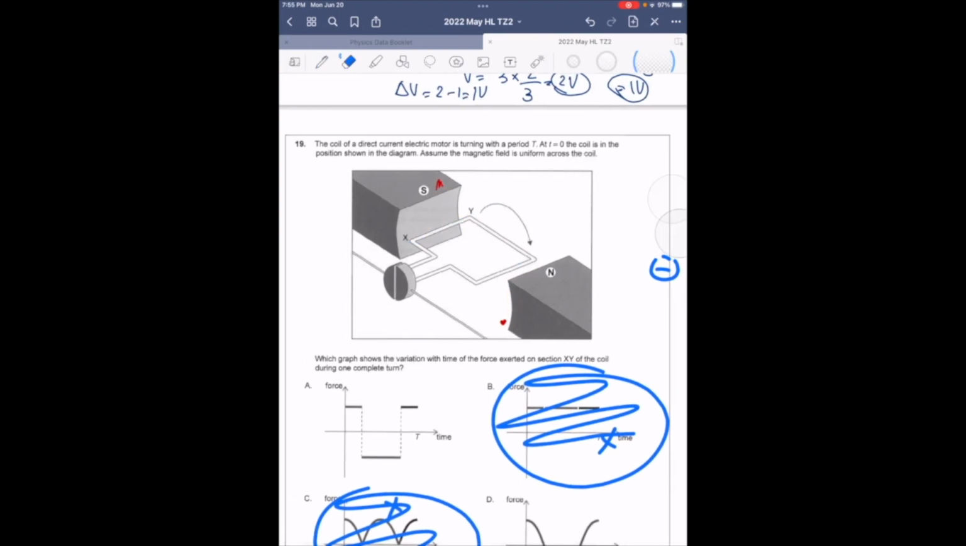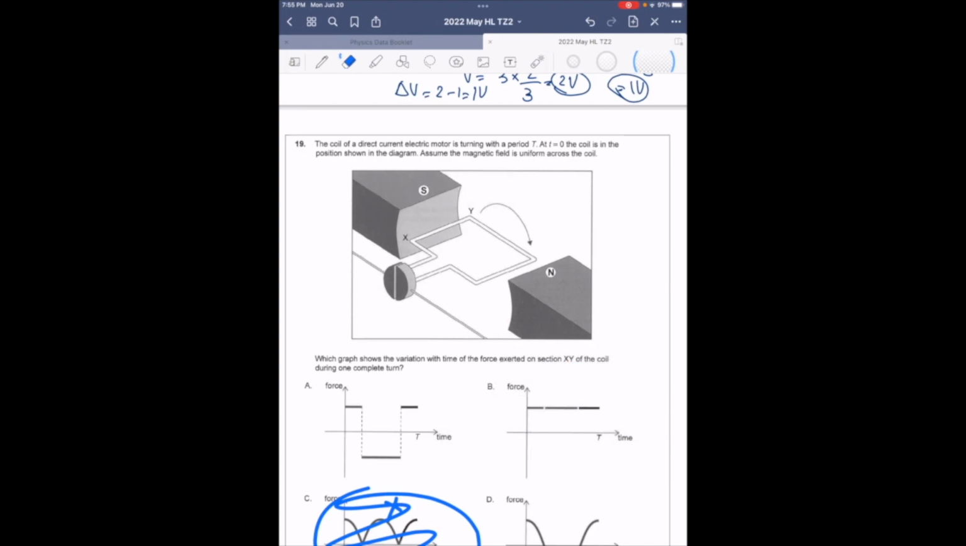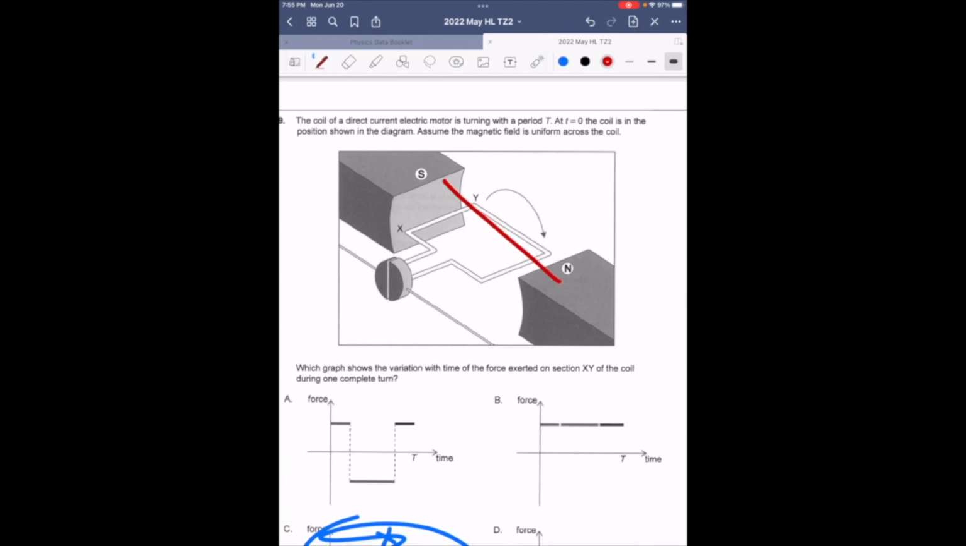Now let's go to the second part. Now let's think this coil has turned by some angle, but before that let me draw the magnetic field. Magnetic field is parallel to the plane of the coil, but now the coil has turned. How? Coil has turned like this, okay? Now let's think this angle between these magnetic field lines and the coil, this angle, let's say this angle is theta.